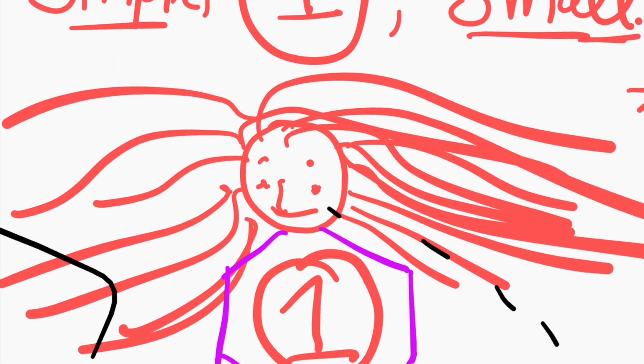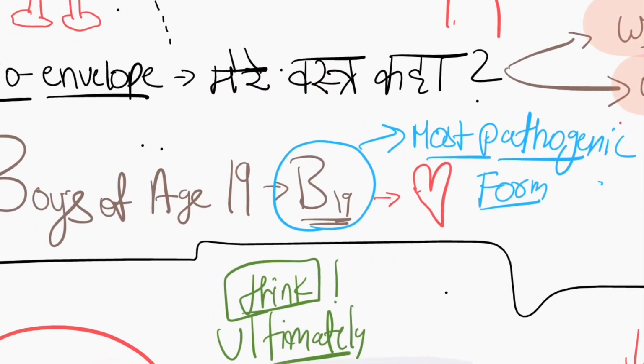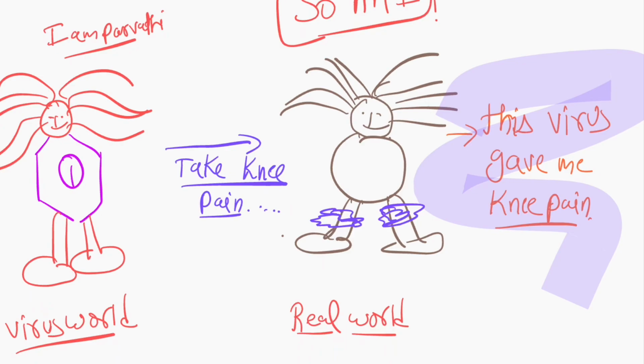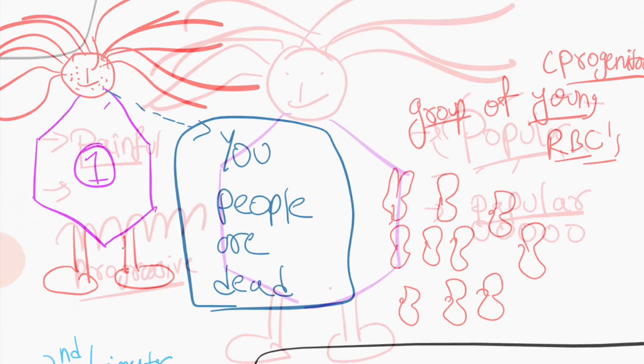Parvati, oh simple single Parvati, she has no envelope. Country boys of age 18, be careful. She complains of knee and joint pain. Beware the progenitor cells, beware the progenitor cells.